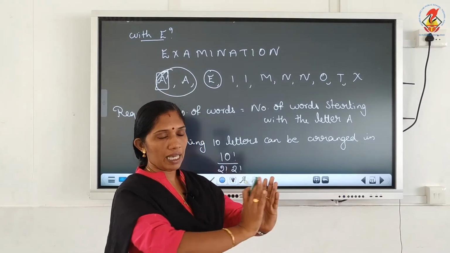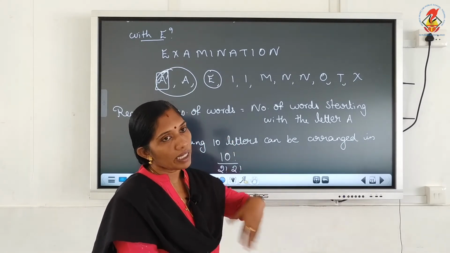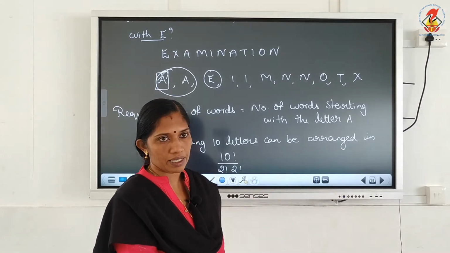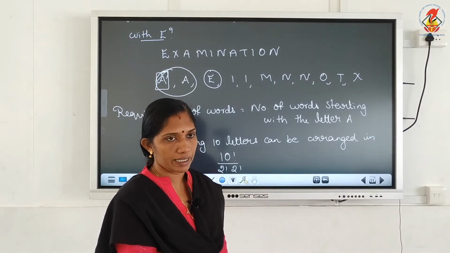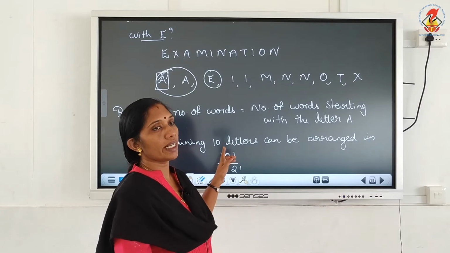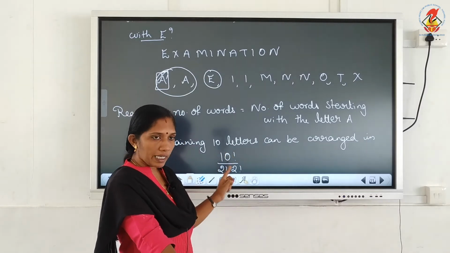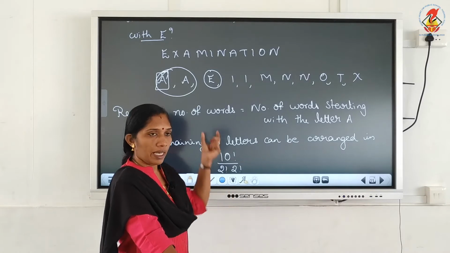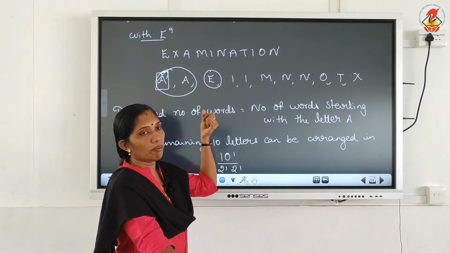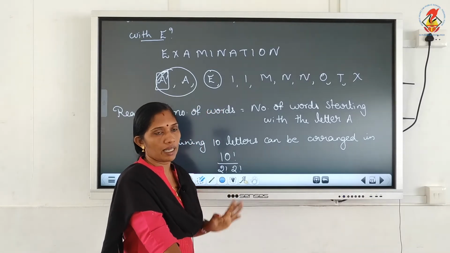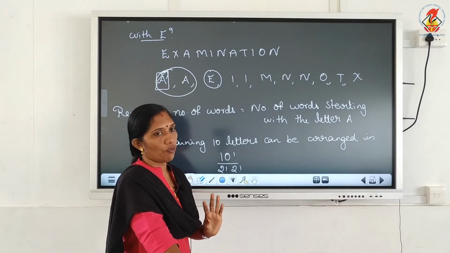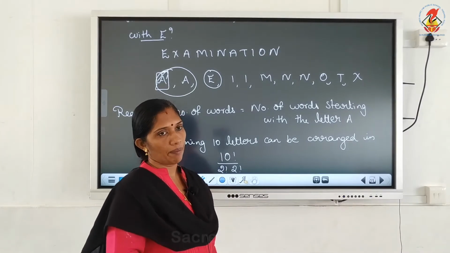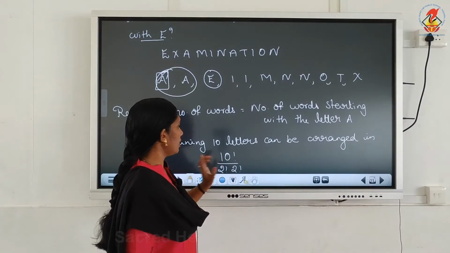So the required number of words means the number of words beginning with the letter A. So that A is in the first place. Then the remaining 10 letters we can arrange in 10 factorial ways. In that, N is 2 times and I is 2 times. A is 2 times in the word, but the first letter is A, no change in that, so we don't consider that A. So here 2 factorial and 2 factorial.